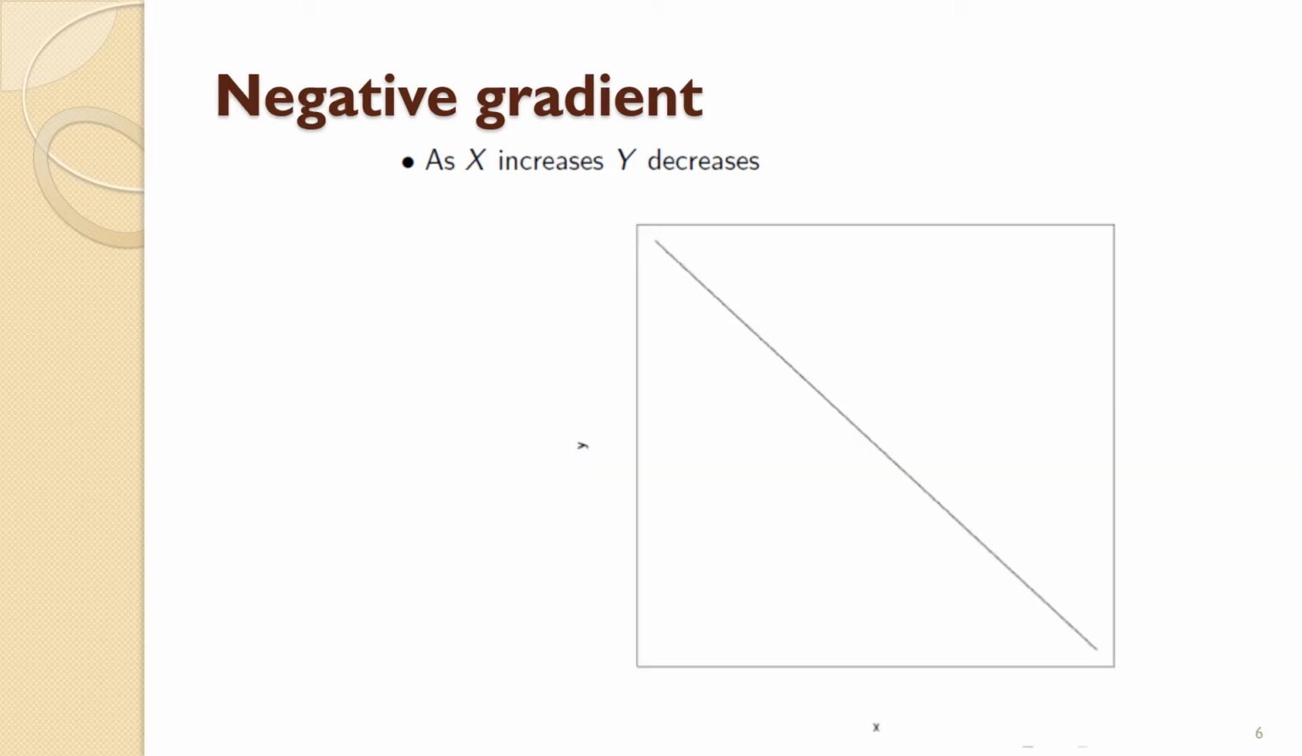So we've got a second cartoon example here of a negative gradient. It's the mirror image, if you like, of the previous graph. The idea here is that as x increases, y decreases. Equivalently, as x decreases, y increases. And again, there are all sorts of examples of this phenomenon throughout finance and economics.